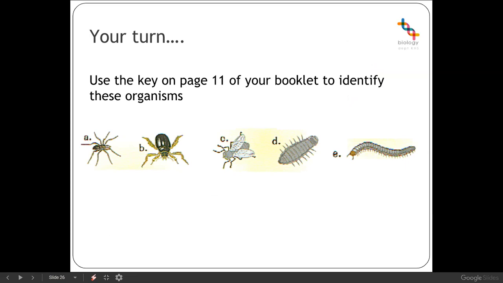So what I'd like you guys to do is have a wee look at page 11 of your booklet. You've got a paired statement key there, and you need to be able to try and identify these 5 organisms based on what is in that particular paired statement key. So reading through each statement for each organism and trying to figure out which one is which. Again, you shouldn't need very long for this, maybe 4 or 5 minutes.